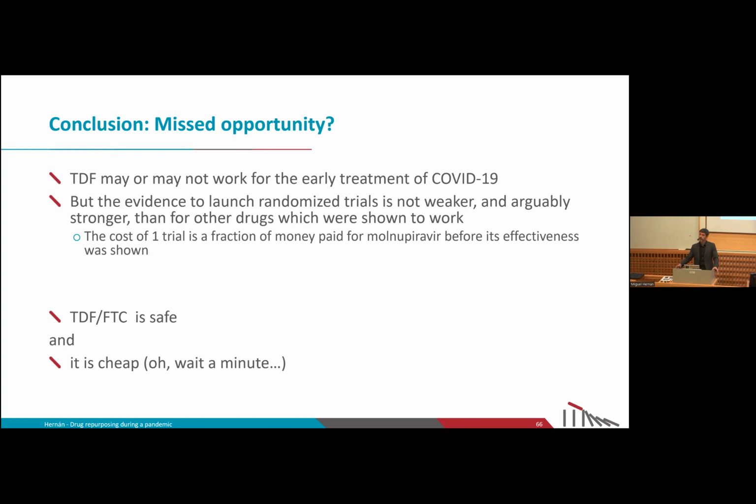This is the situation in which we are, that our system to select drugs for repurposing, even in the middle of a pandemic when the stakes are very high, doesn't seem to work perfectly. And bear in mind that we're talking about a drug that is very safe and very cheap. And I wonder whether that's part of the problem here.